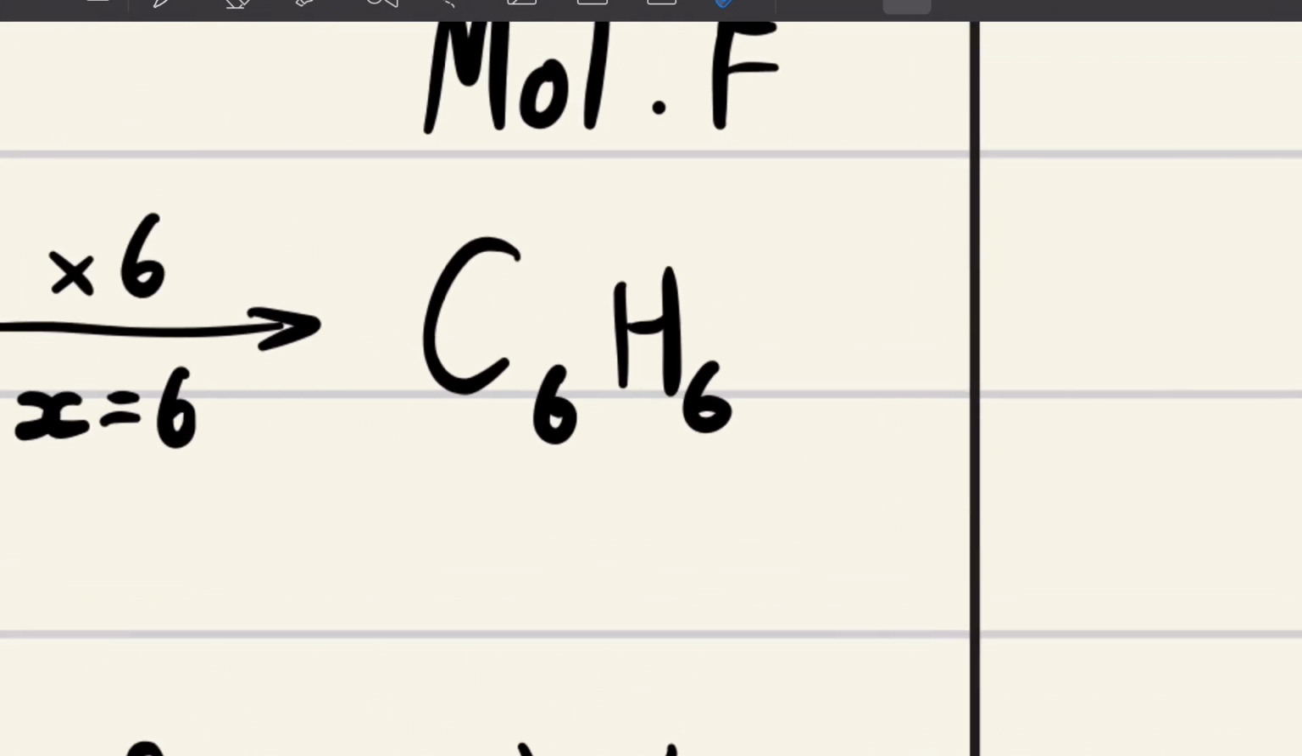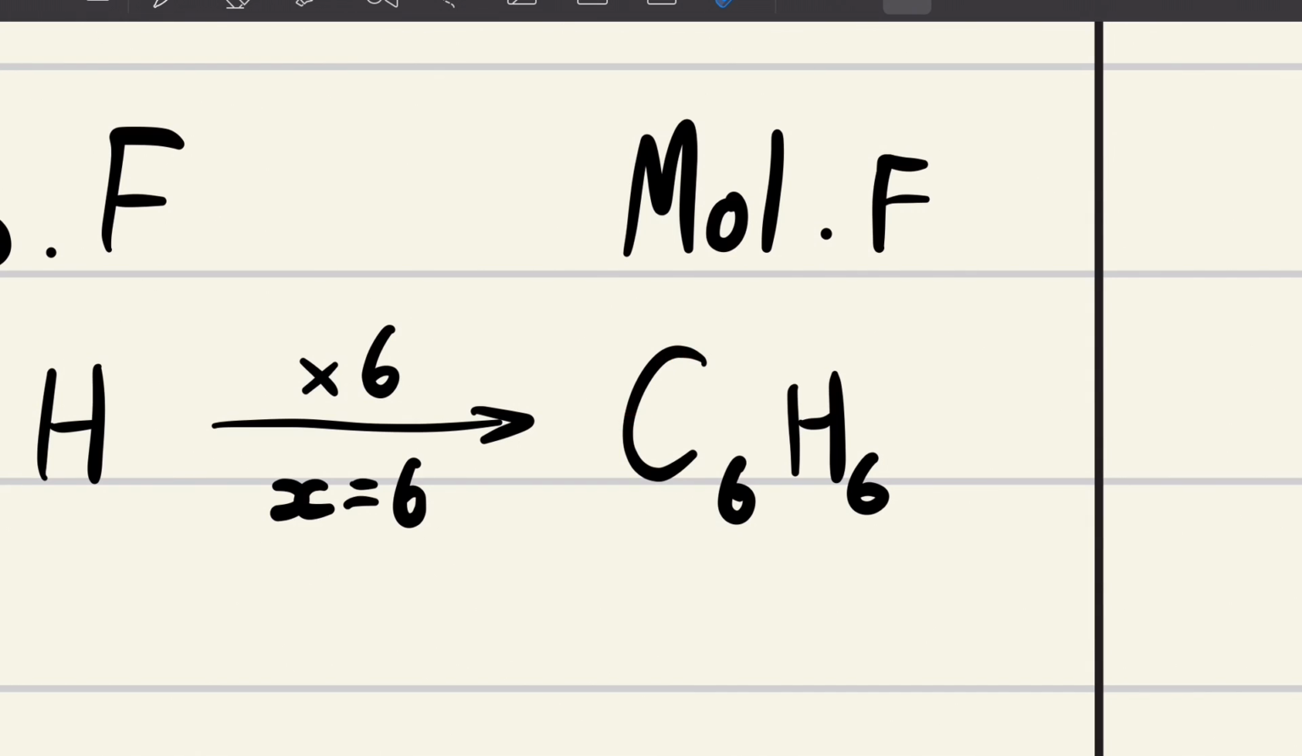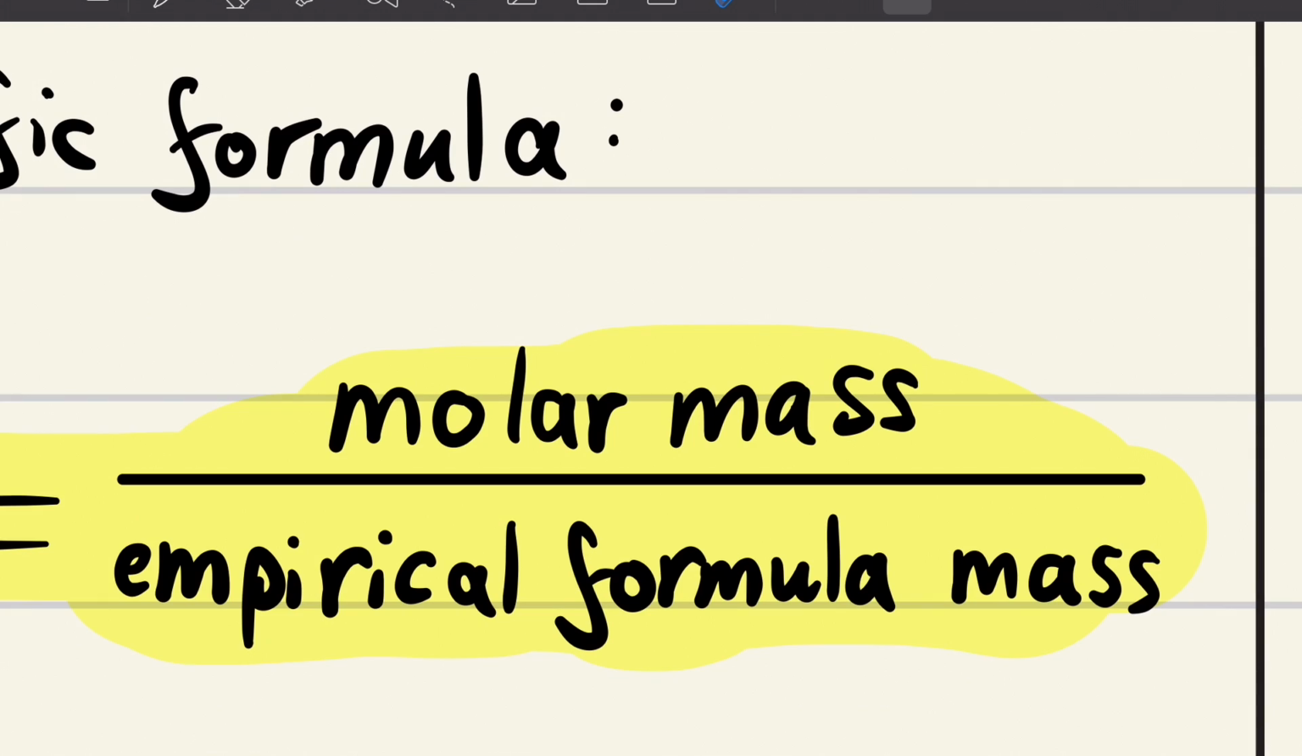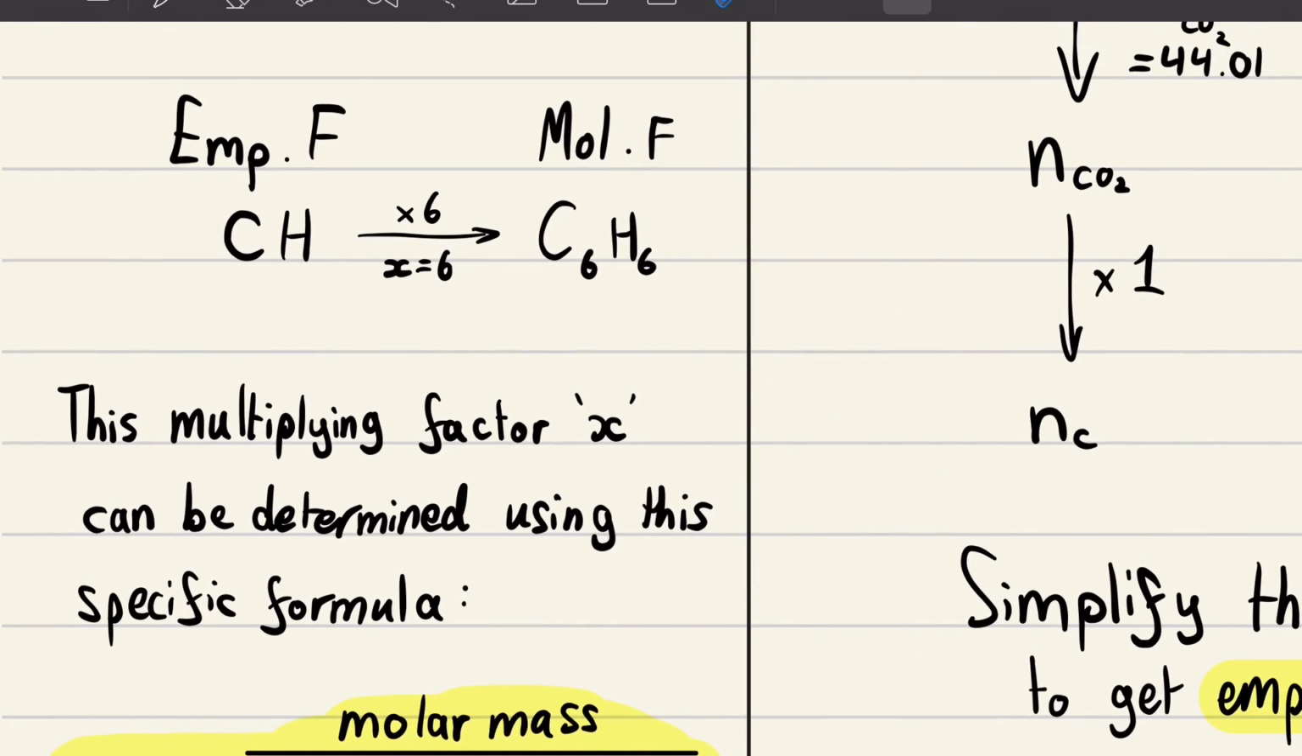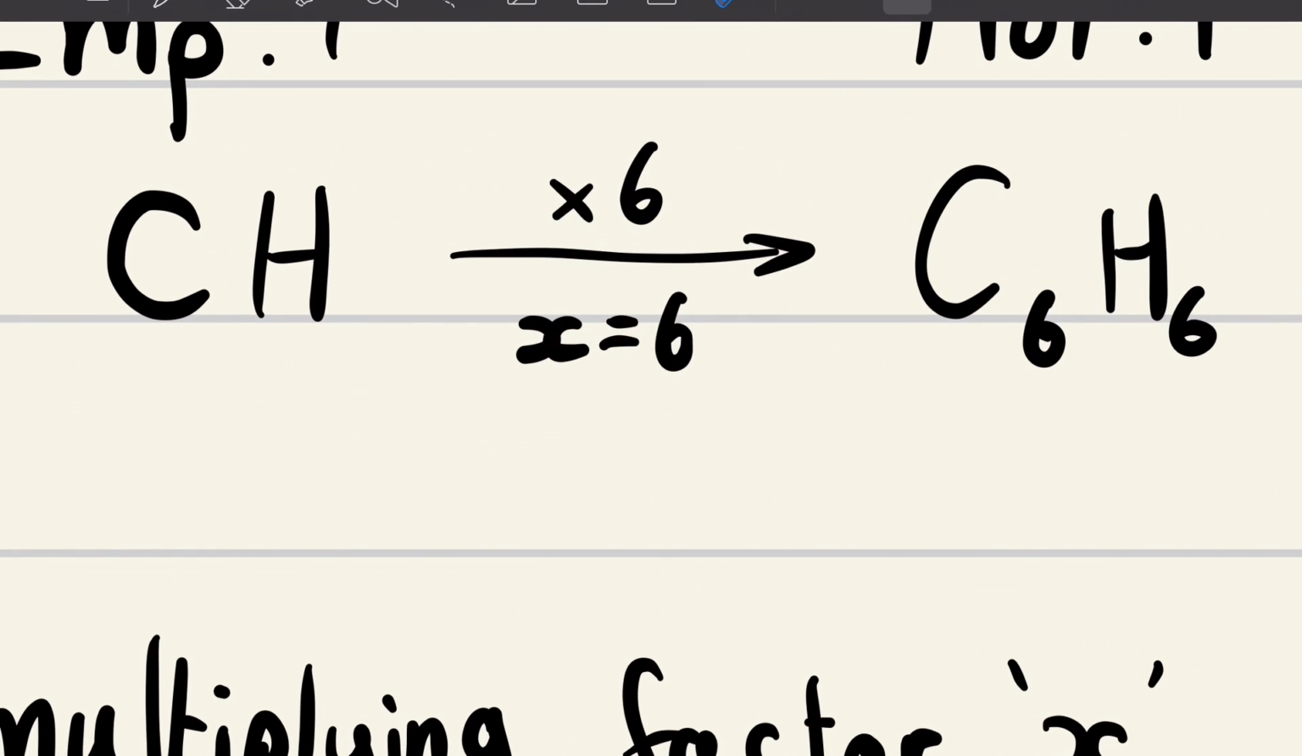So they give you the molar mass of, for example, benzene. And then all you have to do is divide the molar mass given by the empirical formula mass, and you get this value x that you need to multiply by.